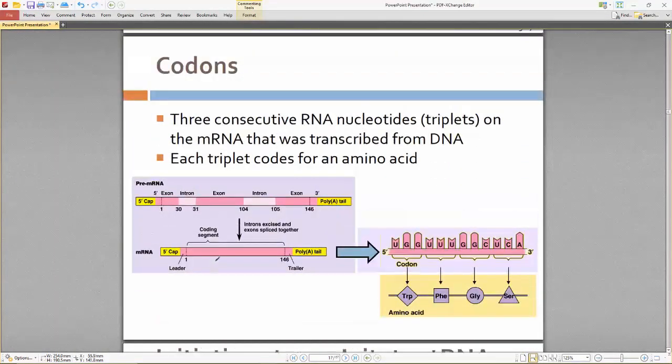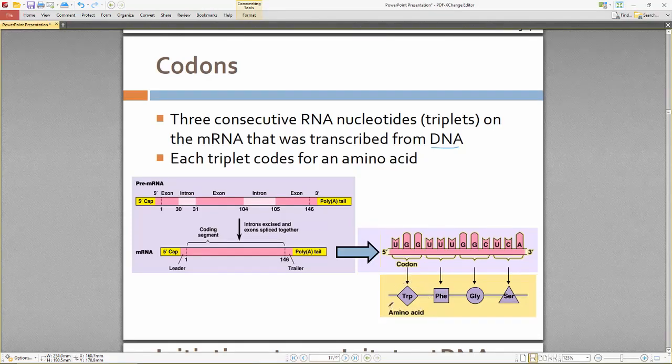So what are codons? I've been throwing that term out, but I haven't really explained what codons are. A codon is three consecutive RNA nucleotides, or a triplet, on the mRNA, the transcript that was transcribed from DNA. Each triplet, or each codon, codes for a specific amino acid. If we take a look here, you start with your pre-mRNA and then process it, and you get mRNA. If we zoom in, you can see that we group the bases 3 at a time and call them codons.